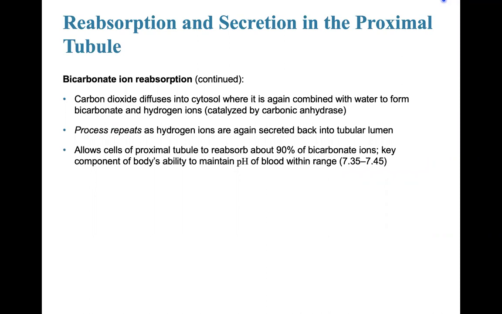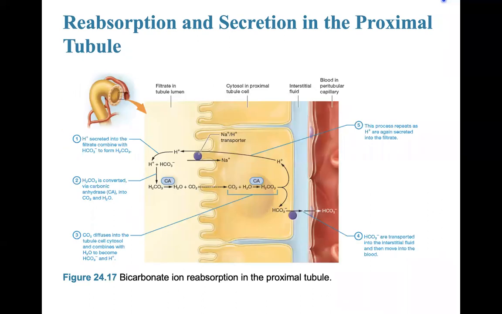Carbon dioxide diffuses into the cytosol, where it is again combined with water to form bicarbonate and hydrogen ions, catalyzed by carbonic anhydrase. This process repeats as hydrogen ions are again secreted back into the tubular lumen. This allows the cells of the proximal tubule to reabsorb about 90% of bicarbonate ions. This reabsorption is a key component of the body's ability to maintain the pH of blood within a very defined range of 7.35 to 7.45. And here you can see bicarbonate reabsorption in the proximal tubule.